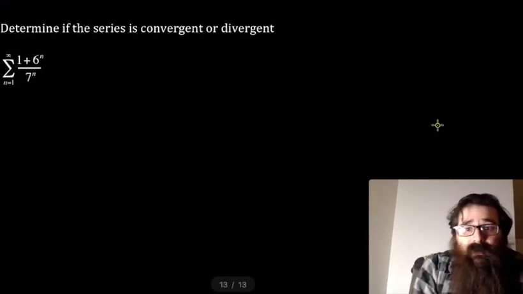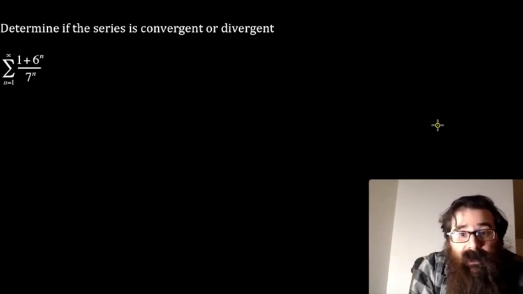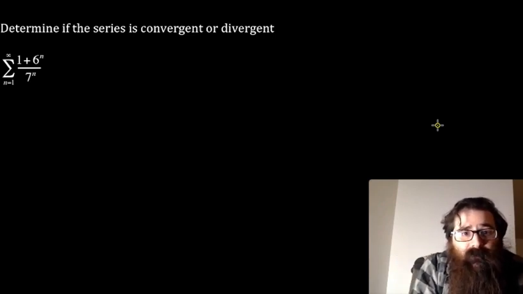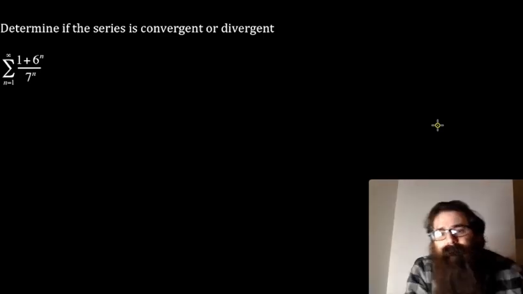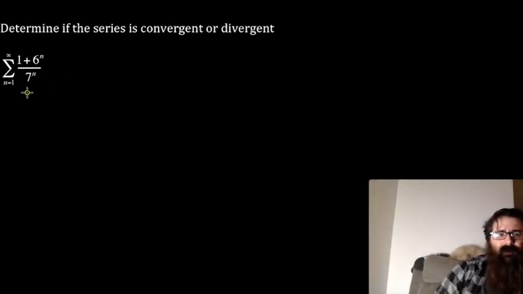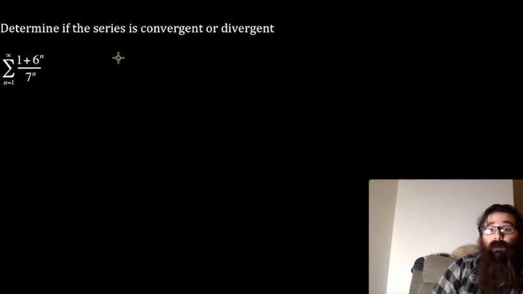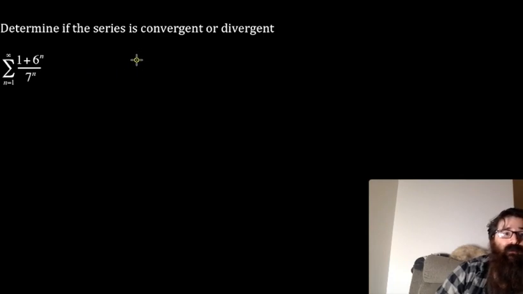Take a look at one more example here, and then, hey, we're going to yeet on out of here. I want to determine if the series is convergent or divergent. I have the sum from n equals 1 to infinity of 1 plus 6 to the n, all divided by 7 to the n. There's a bit of a trick with this one, is that I'm not really given one series to analyze, but I'm really given 2 for the price of 1. So what a bargain.